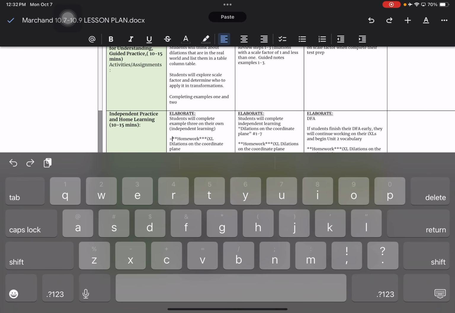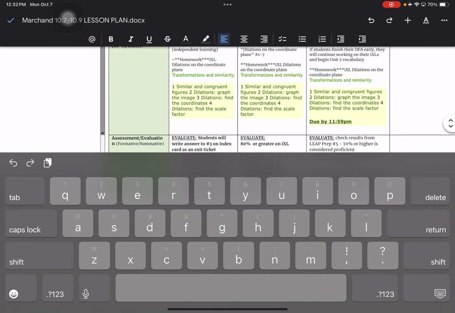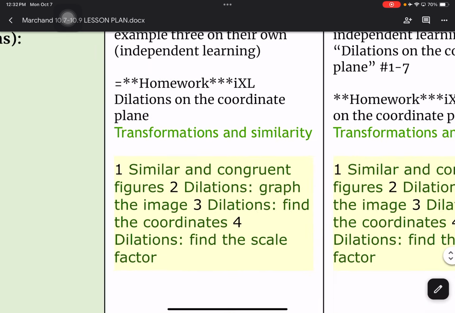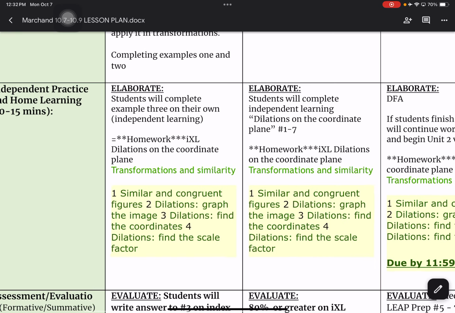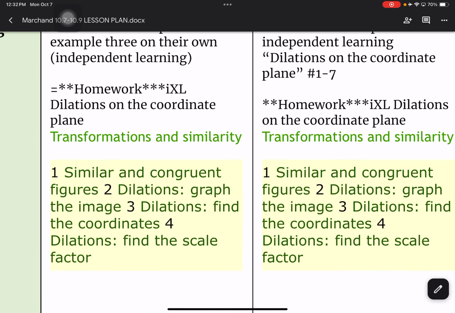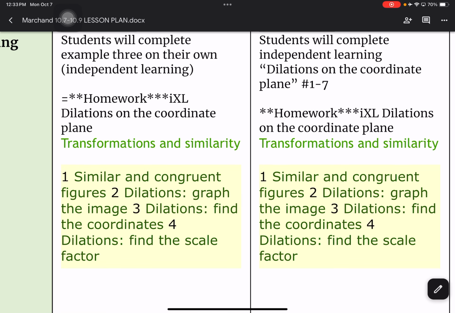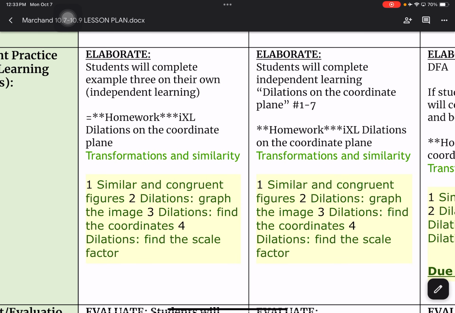Oh, shoot. Wait a second. Sorry. See right here? You have to do 4 of them. The similar congruent figures, don't leave. Dilations, graph the image. Dilations, find the coordinates. And dilations, find the scale factor. These are all due Wednesday. What time do they do Wednesday? By midnight. All right, any questions?